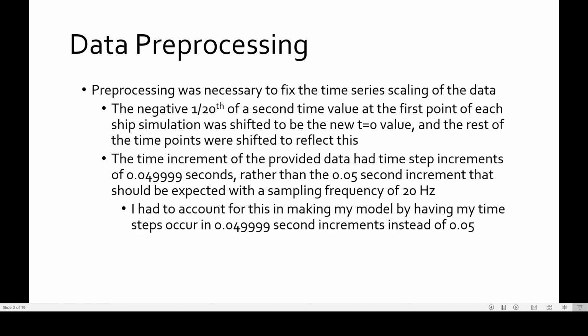The negative 1/20th of a second time value at the first point of each ship simulation was shifted to be the new t equals 0 value, and the rest of the time points were shifted as well to reflect this. Additionally, the provided data had time step increments of 0.04999 seconds, rather than the 0.05 second increment that should be expected with a sampling frequency of 20 Hz, and I had to account for this in my model.